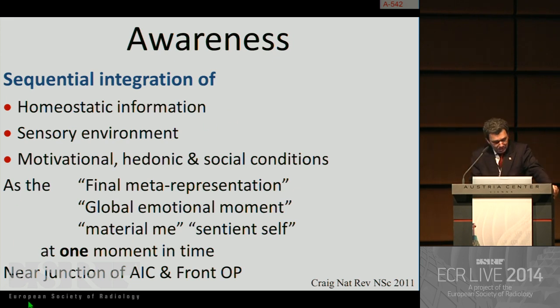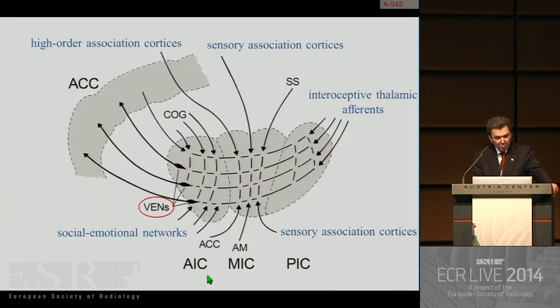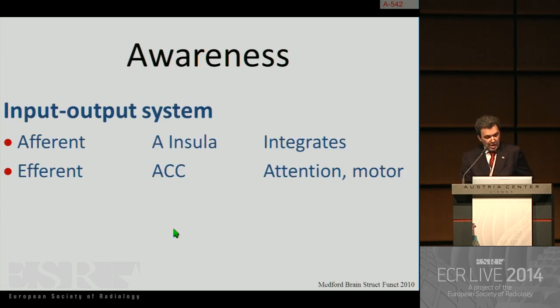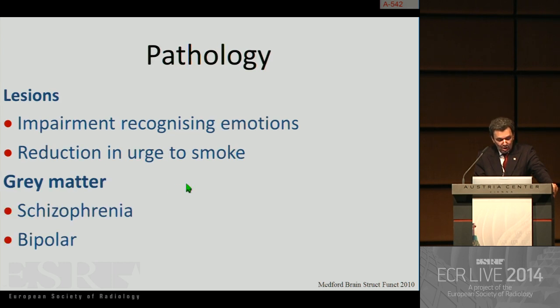And where does this happen? The theory is that this happens near the junction of the anterior insula and the frontal operculum. You get here the information from within the body, you get here the information from outside, it gets integrated, you get this feeling, and then you need to do an action, and the action therefore has to go to the anterior cingulate cortex, which is where it happens. So you have in a way an input-output system. The input system is the anterior insula, the output system is the anterior cingulate cortex.